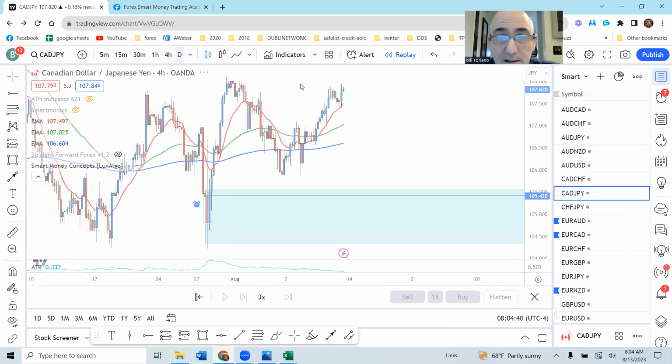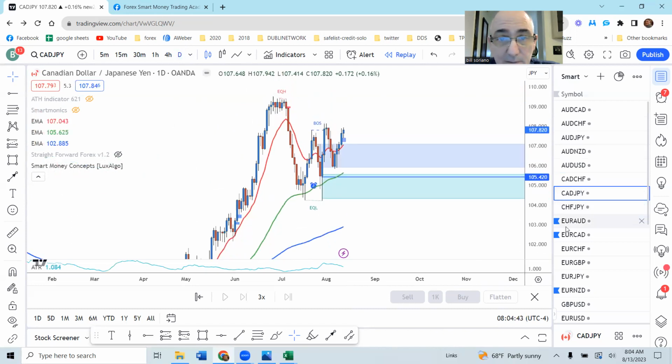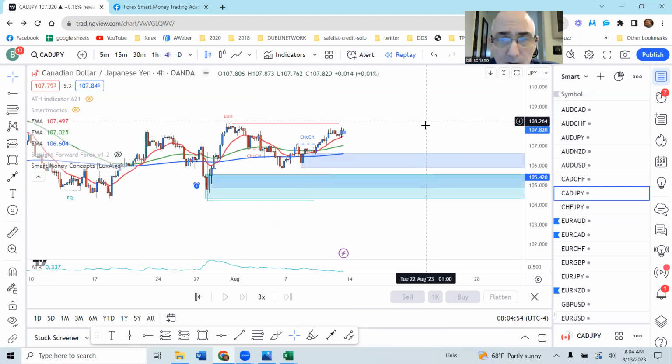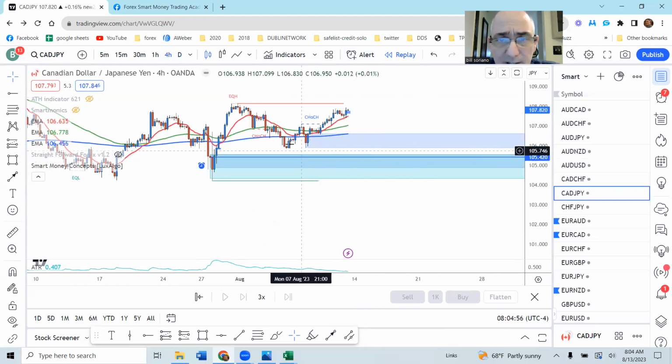CAD, let's see what we got here. We have this bullish order flow here. We did get a CHoCH, or change of character, but we don't get an actual trend change. So we are still looking to trade.